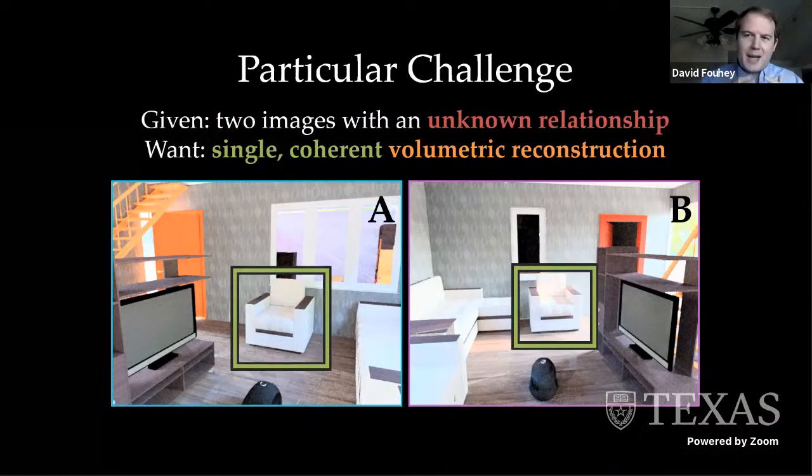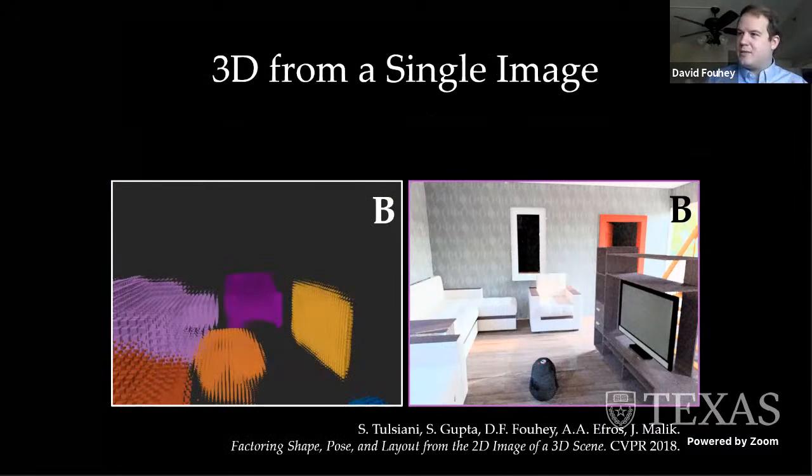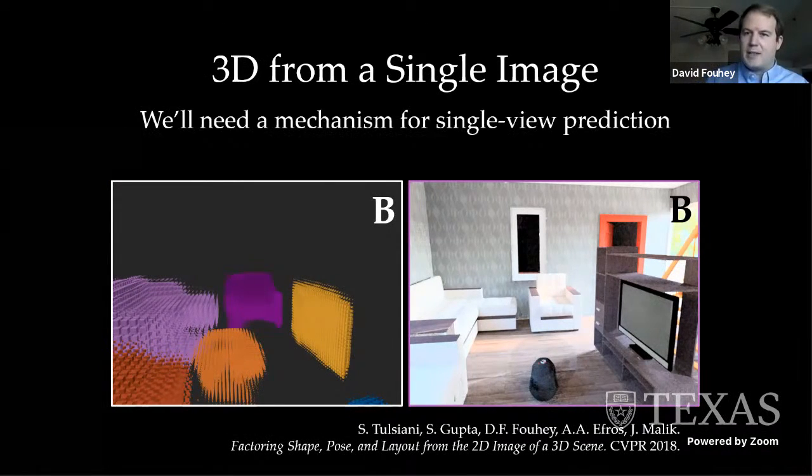So, okay, let's get back to this particular challenge. We have two images, we don't know their relationship, and we want a single volumetric, coherent reconstruction. Obviously some fraction of this, as I said, is single image 3D. We have to be able to take an image and produce some form of 3D from that image. And we'll really need a mechanism.